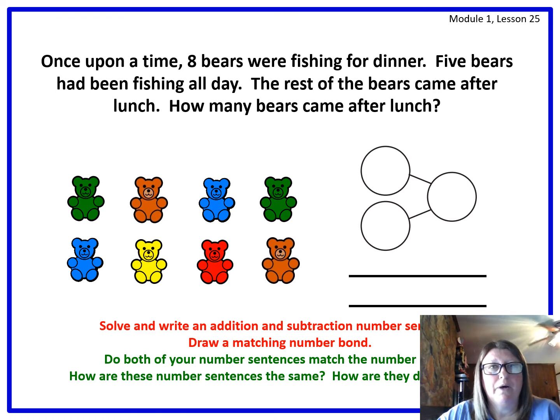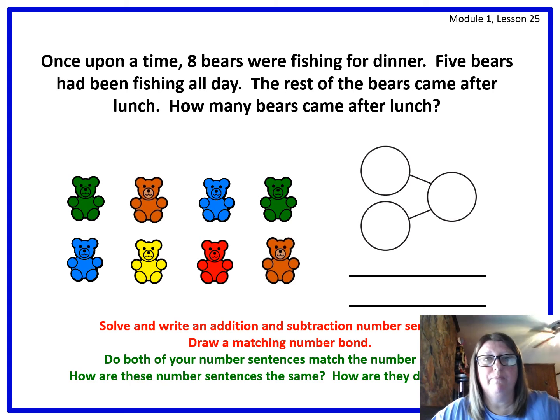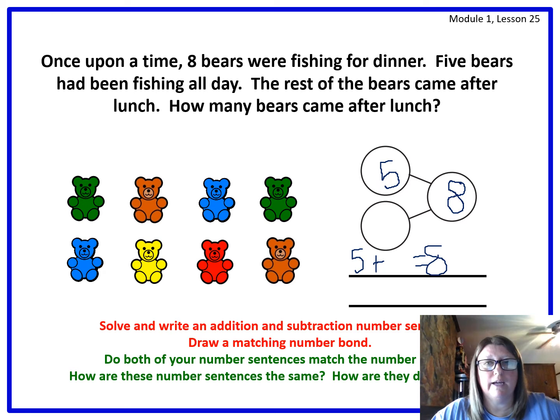So once upon a time, 8 bears were fishing for dinner. 5 bears had been fishing all day. The rest of the bears came after lunch. How many bears came after lunch? So we know that there were 8 bears in all. So that's our total. We know that 5 bears had been fishing all day, but we don't know how many came after lunch. So 5 plus something equals 8.